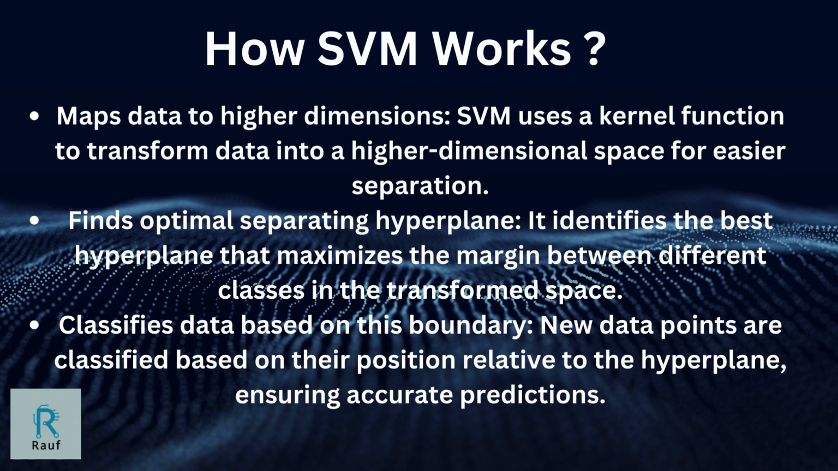So let's see how SVM works. First, it maps data to higher dimensions. SVM uses kernel functions to transform data into a higher dimensional space for easier separation. It also finds the optimal separating hyperplane. It identifies the best hyperplane that maximizes the margin between different classes in the transformed space. Okay, so it classifies data based on this boundary. New data points are classified based on their position relative to the hyperplane, ensuring accurate predictions.